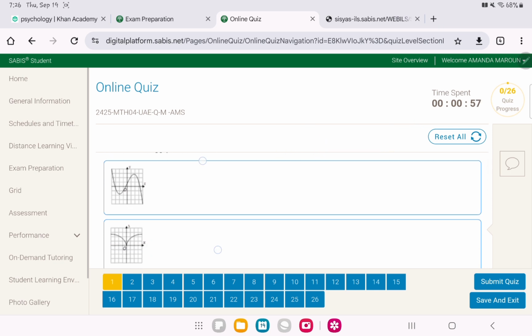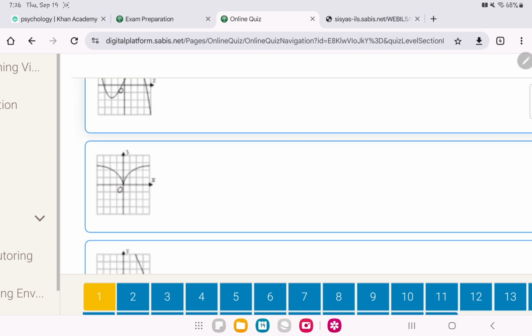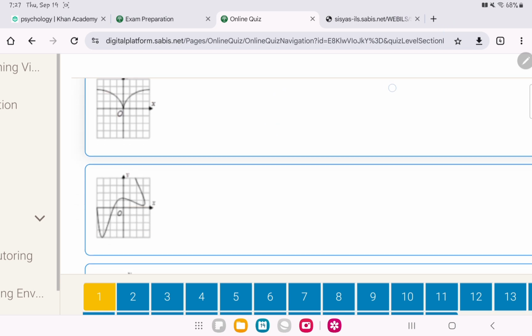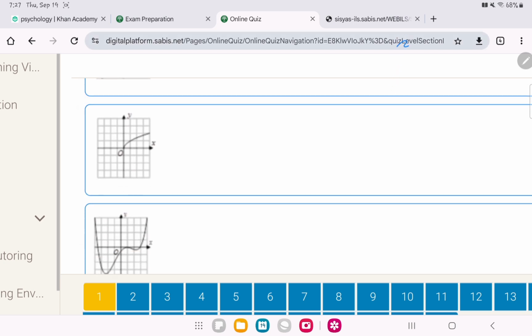Now, if we do the horizontal line test for this one, we notice directly it's not a one-to-one function because there is more than one point available on the same horizontal line. Also for here, it's not a one-to-one function because there is more than one point on the same horizontal line. Here for this one, you will also notice that there is more than one point on the same horizontal line, so it is not a one-to-one function.